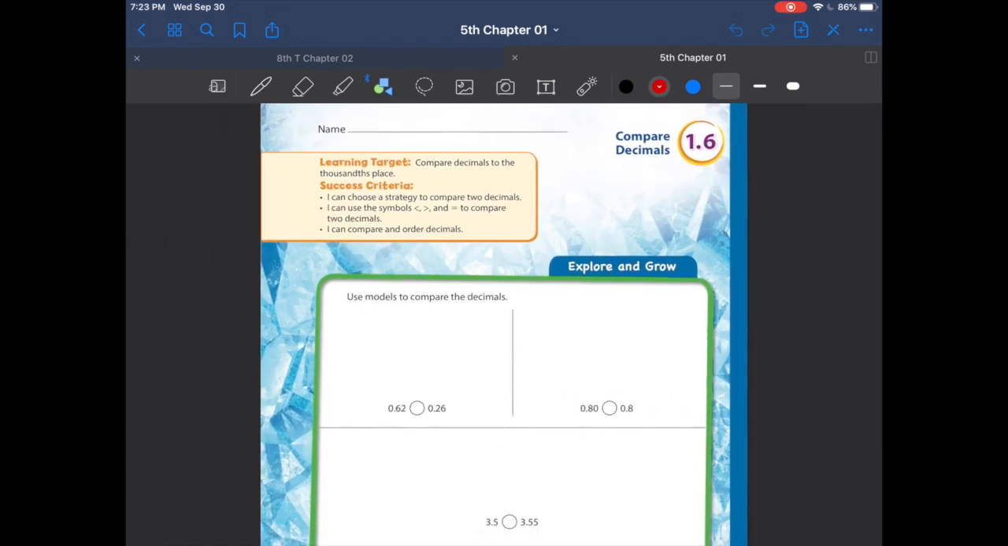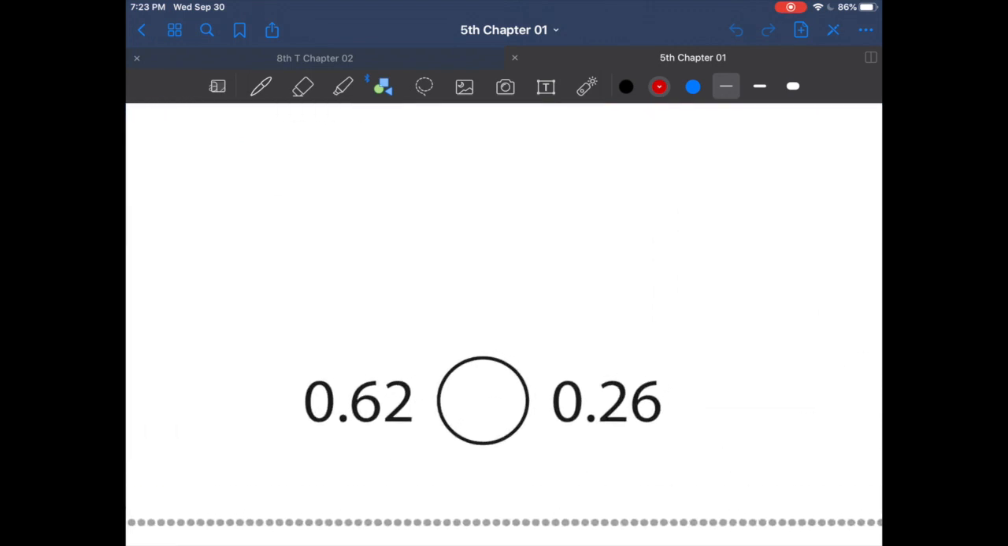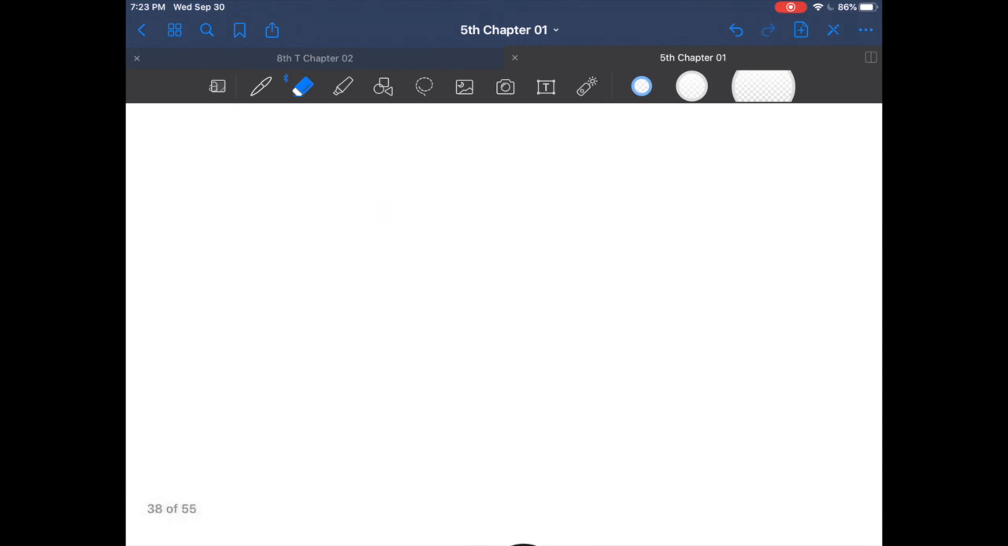Okay, well, first things first, let's get to this number and let's see. I like to think about numbers like this, kind of like money. This looks like 62 cents, and this looks like 26 cents. Which one is more? I know that 62 cents is more. Now, I'm going to give you guys a very cool thing so you can remember.